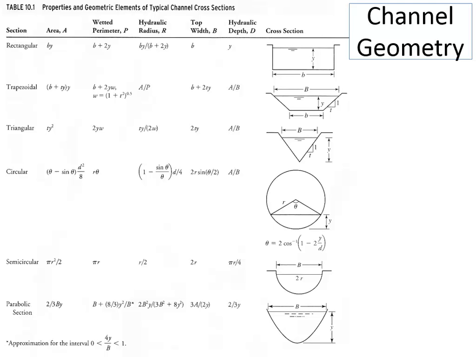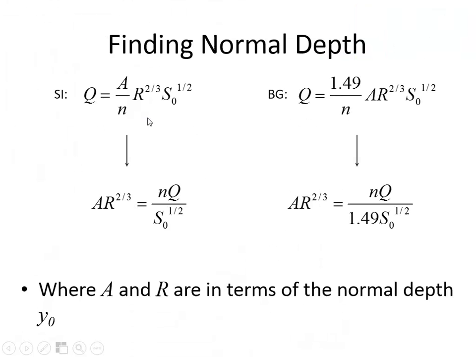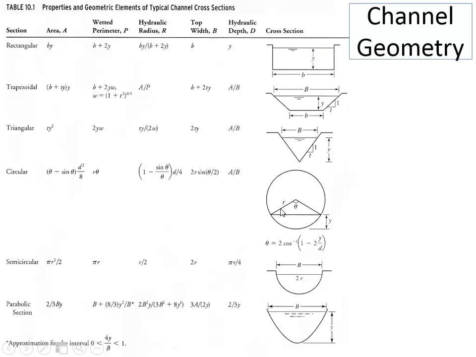And here's the table from your book, Table 10.1, that has channel geometry. Depending on whatever the channel geometry is, you can substitute any of these areas, wetted perimeters, and hydraulic radii into Manning's equation. Manning's equation is valid for all of them.